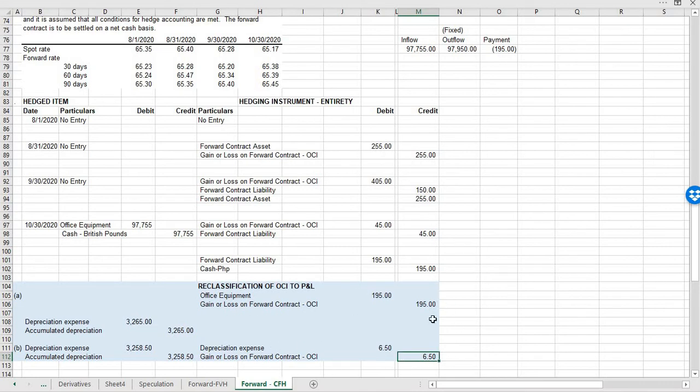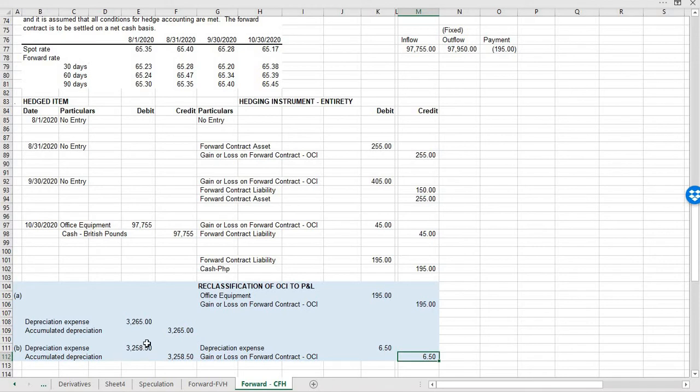Unlike dito sa first option, once na in-adjust mo na ng buo yung OCI sa initial cost ng office equipment, so hindi mo na kailangang i-monitor pa yung reclassification kasi yung depreciation expense mo adjusted na siya noong OCI account. Pero regardless of the option, parehas pa din ang depreciation expense. That will be 3,265 pesos.